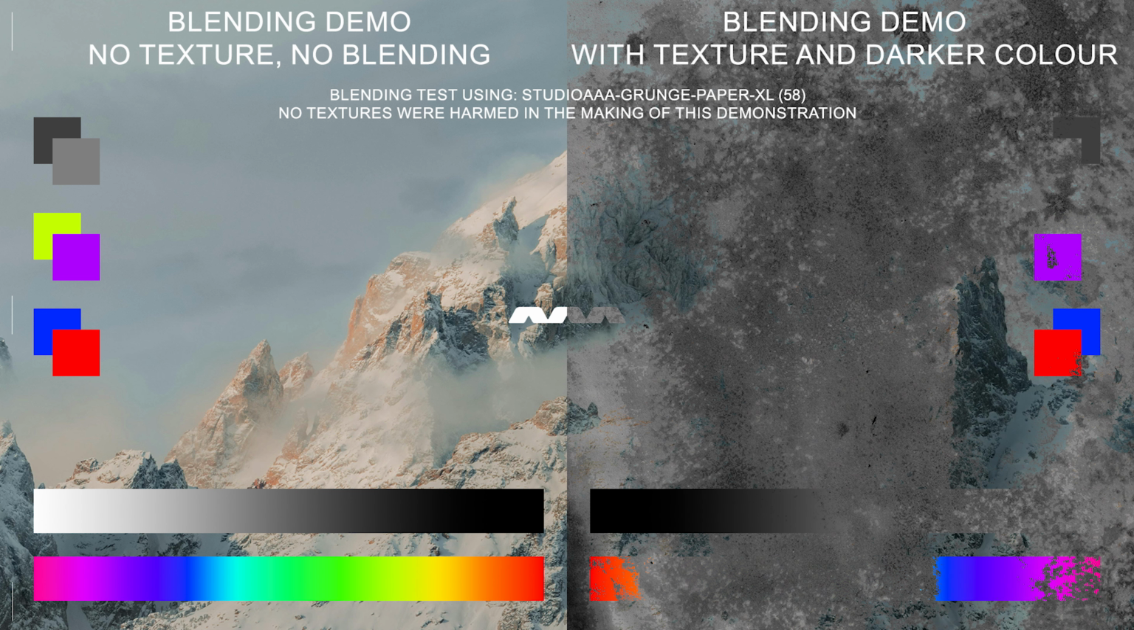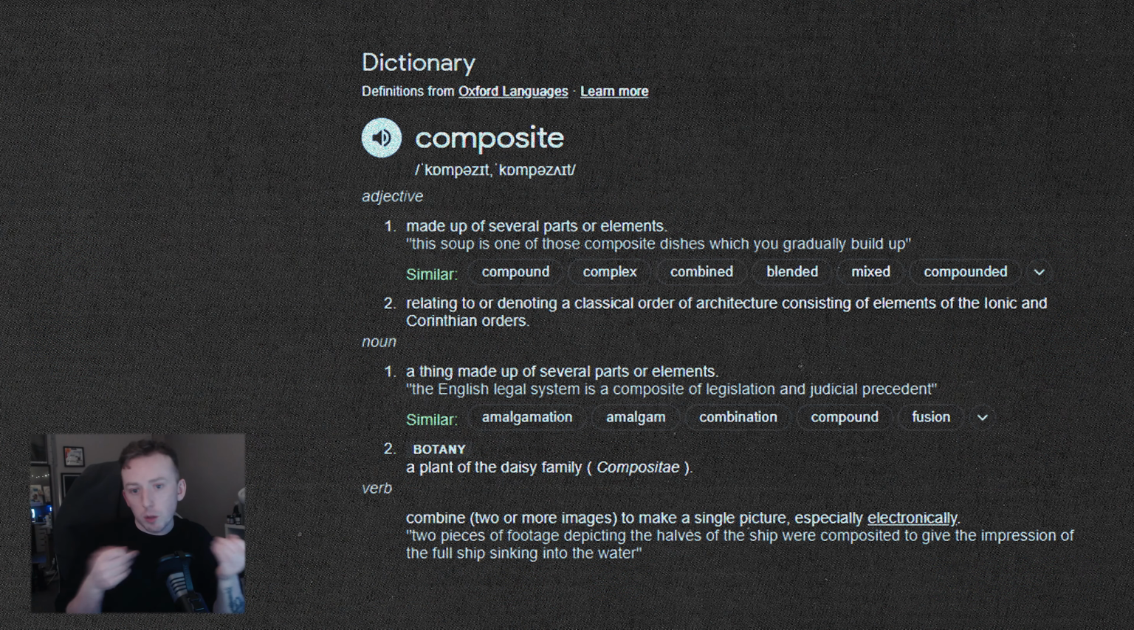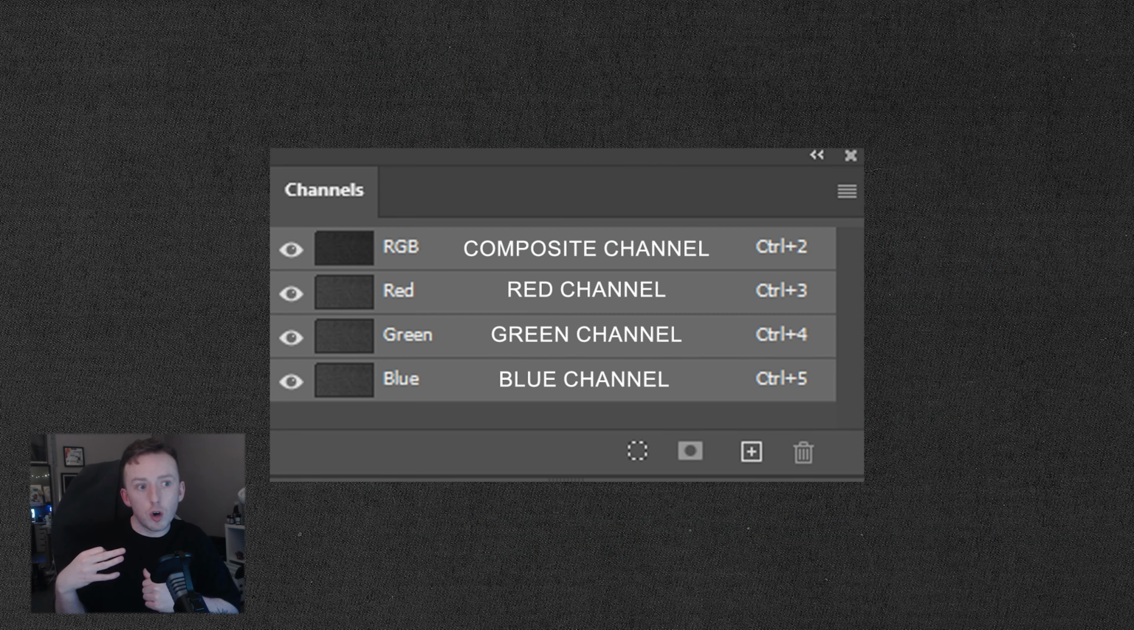The last one for the darken category is darker color. Darker color is the same as darken, but it applies itself to what is known as the composite channel, whereas the regular darken actually applies itself to the red, green and blue channels individually before giving you the output. When I say composite, it just means composed or put together. In Photoshop terms, because each layer is split into red, green and blue channels, the name given to the channel that has all three put together is the composite channel.